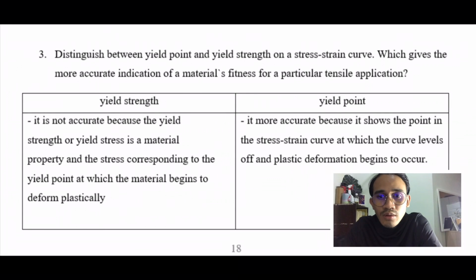Okay, between yield strength and yield point, the yield point is more accurate because it shows the point in the stress-strain curve at which the curve levels off and plastic deformation begins to occur. And the yield strength is not as accurate because the yield strength or yield stress is a material property, the stress corresponding to the yield point at which the material begins to deform plastically.